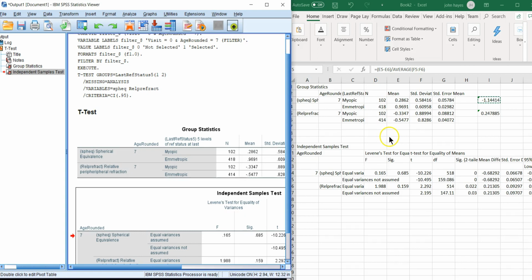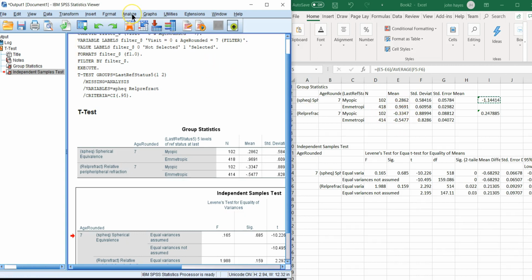We've looked at the different things, and one of the questions we would have, are these two groups, myopes and emmetropes, significantly different? Is this mean significantly different from 0? Does this mean significantly different from 0? These are negative. Are they significantly different from 0?